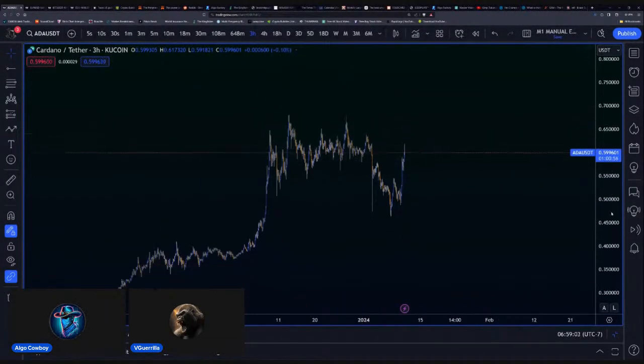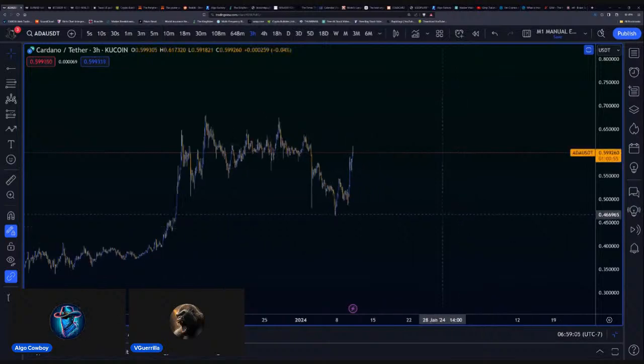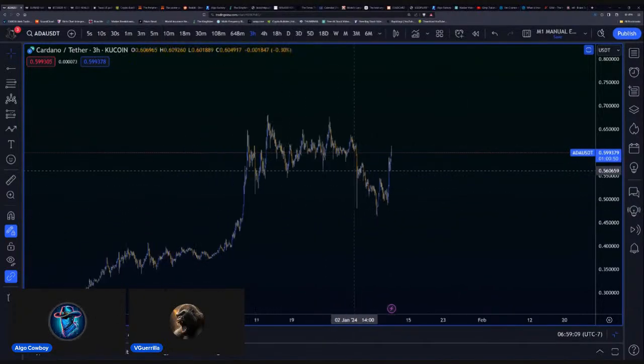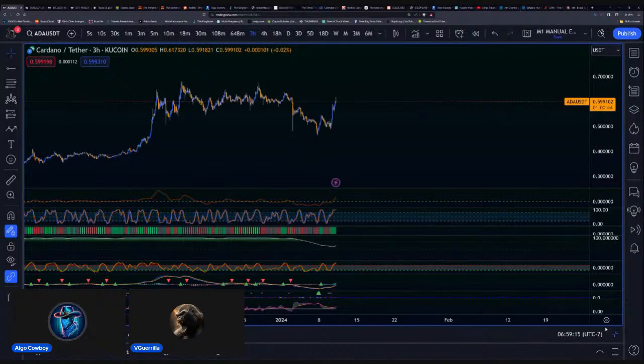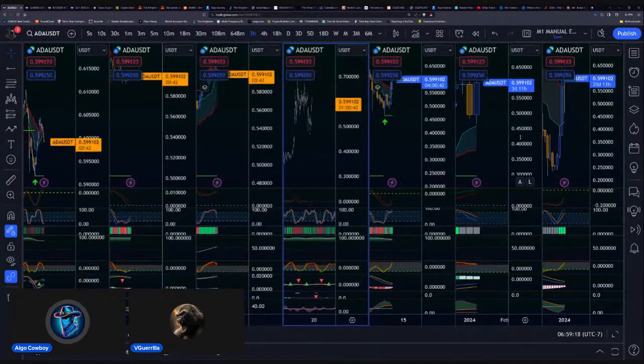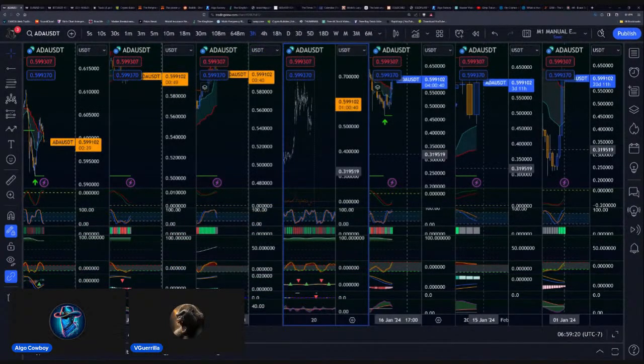ADA looks pretty similar to Solana, just less bullish. What you had was a move down, what looks like a bearish retest, but last I looked at ADA, it was bullish on all time frames. So don't let the gobbledygook on the screen scare you. This is just my algo.